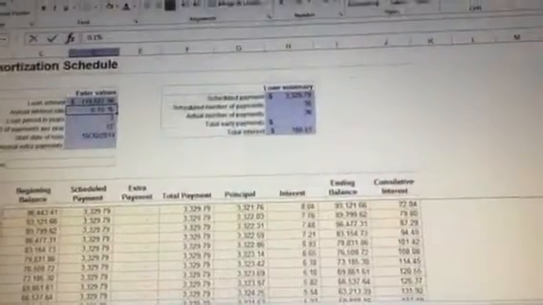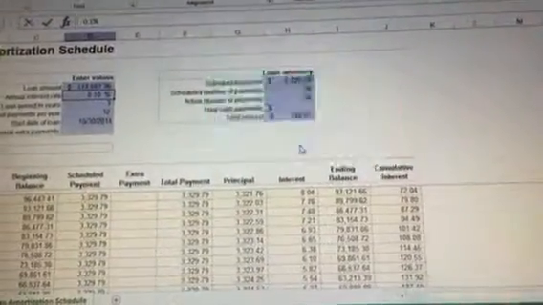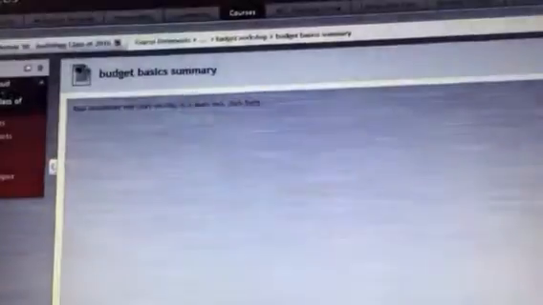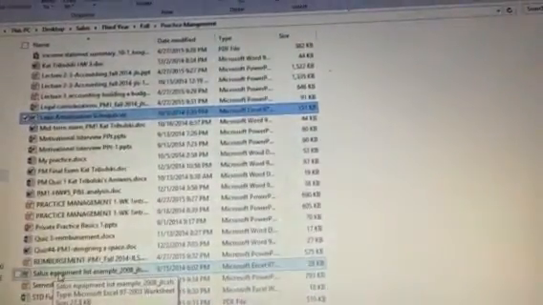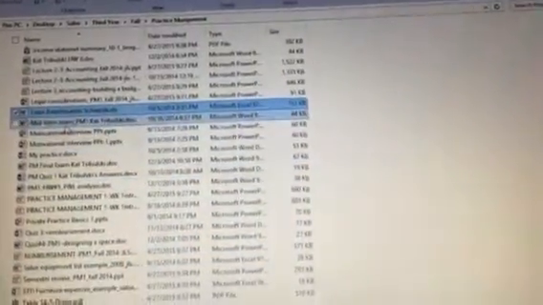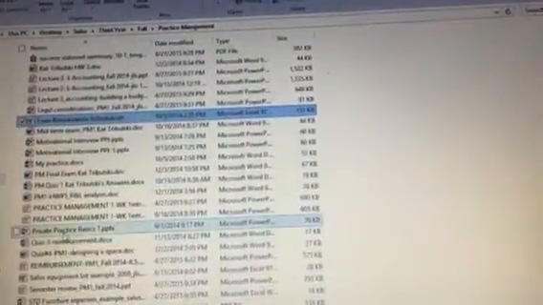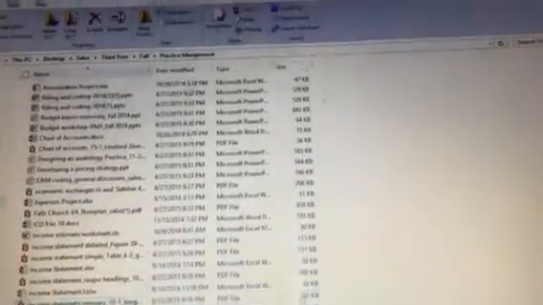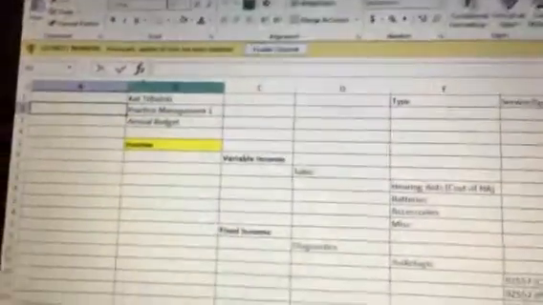Yeah. Okay. So in practice management 2, you actually have to work in a group and really go all out to create your own business. It's a little silly. It's pretty intense. And oh, there it is. Amortization project. I can scroll.